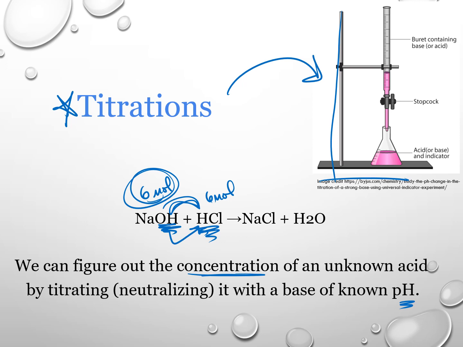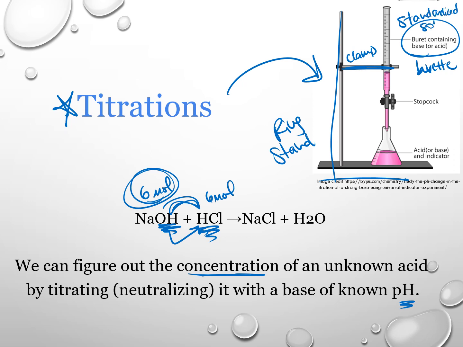Titration setup is right here. This is called a ring stand. The ring stand has a clamp on it. The clamp holds onto the burette. Sometimes we spell burette with 2 T's and an E. Both ways are correct. We're going to put in this our standardized solution, and it can be base or acid. We're going to do it with a base in our burette.